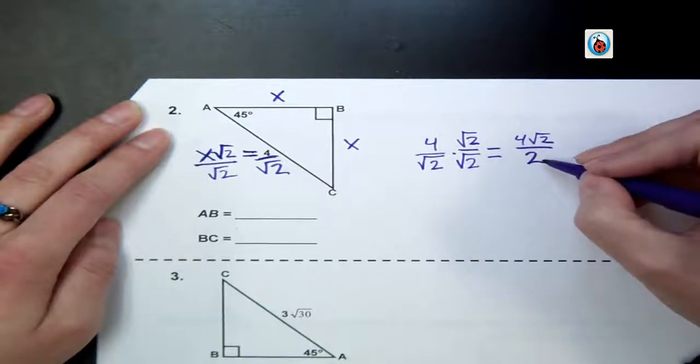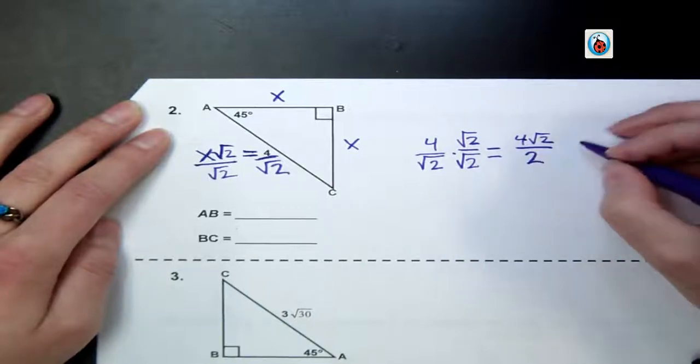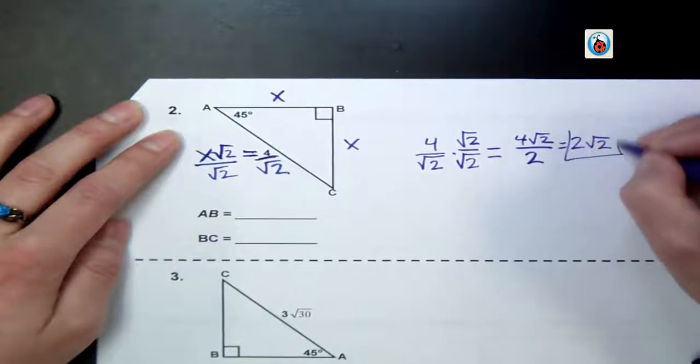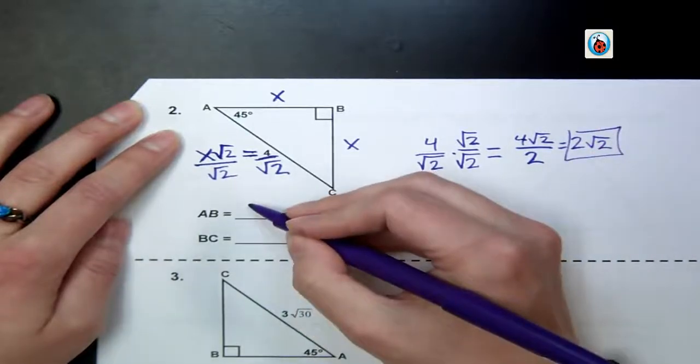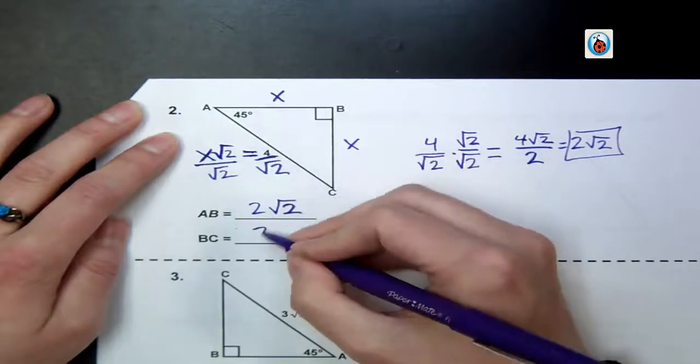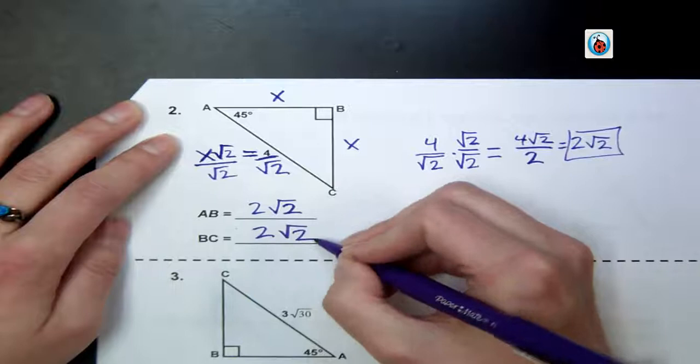Then I can reduce. 4 divided by 2 just becomes 2. So that is my answer. That's x equals 2 root 2, which means AB equals 2 root 2 and BC equals 2 root 2.